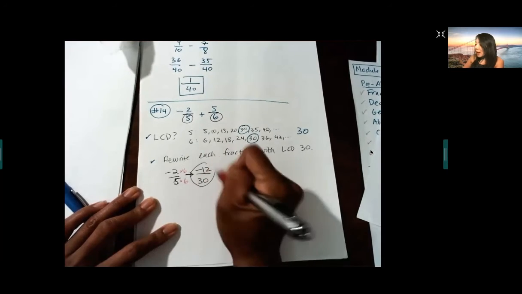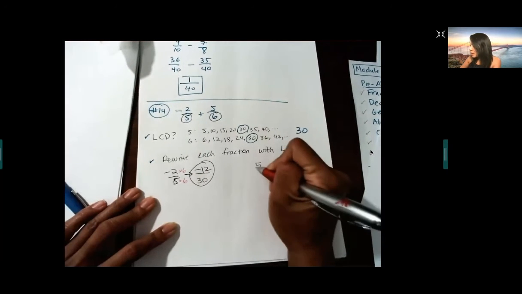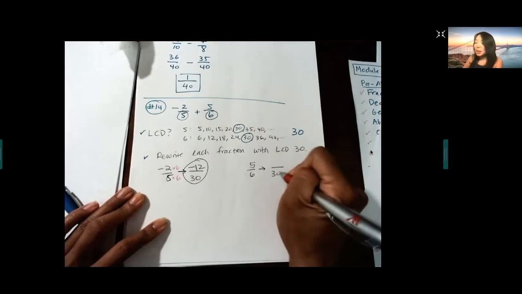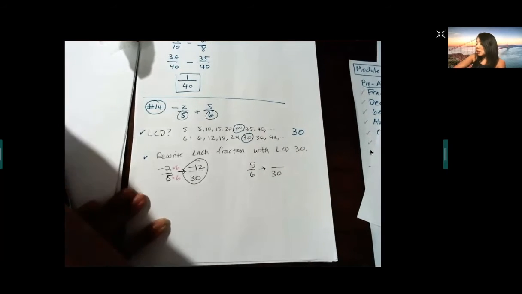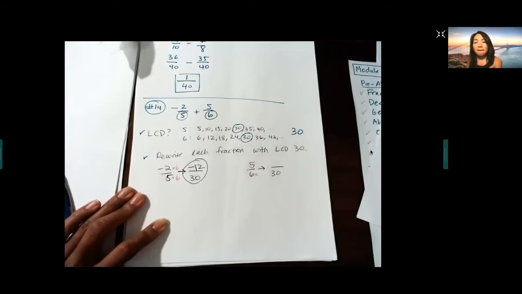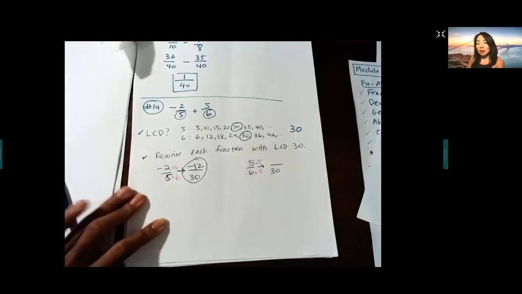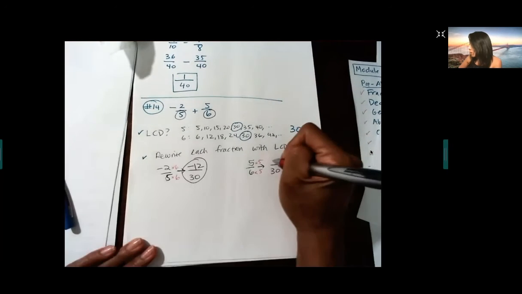Next, I have 5/6. So for 5/6, I need to write its equivalent fraction. I have a 30 in the denominator. What do I need to do to get 30? Multiply by 5. Whatever you do to the bottom, you do to the top. 5 times 5 is 25.